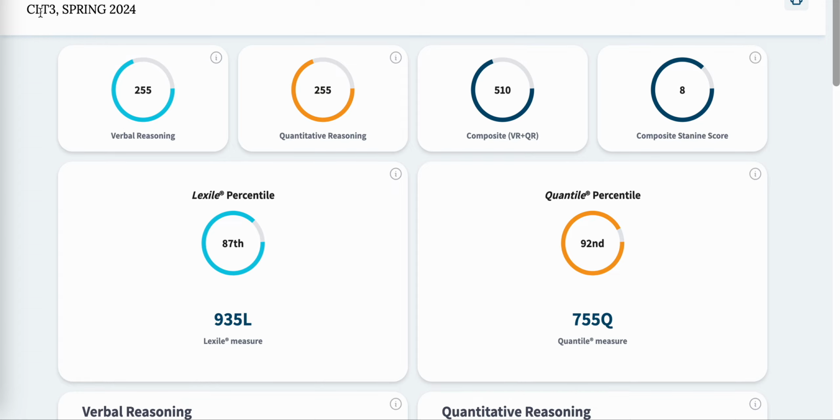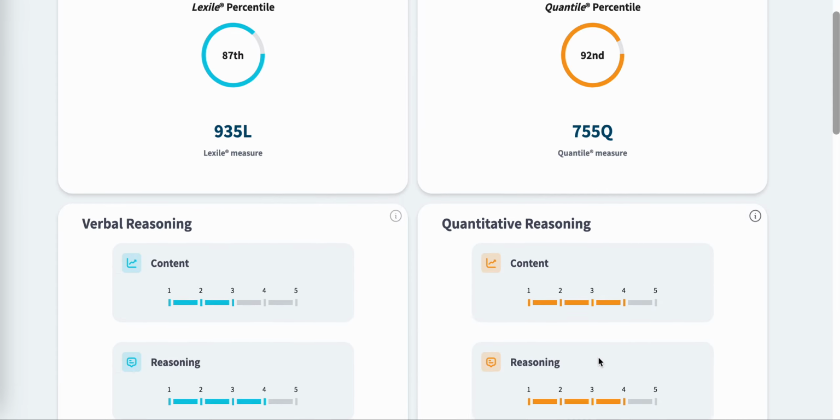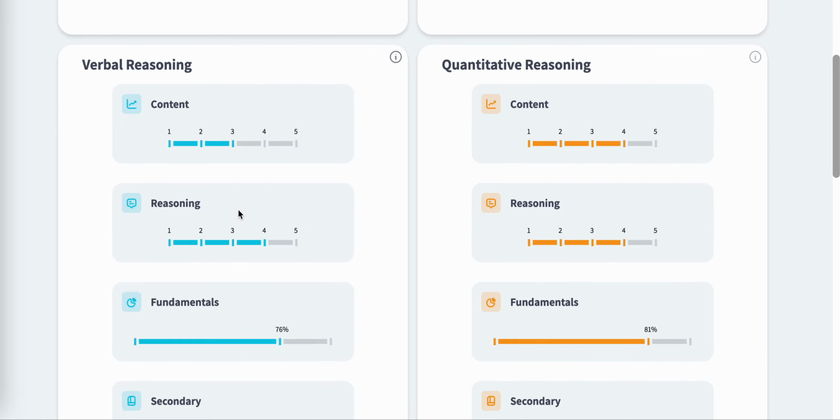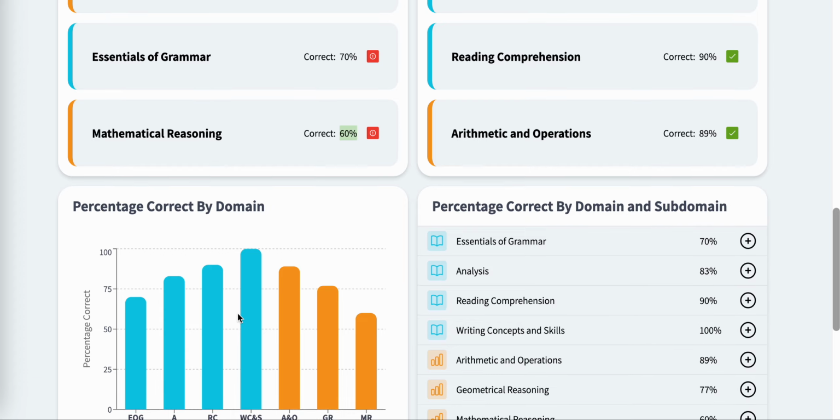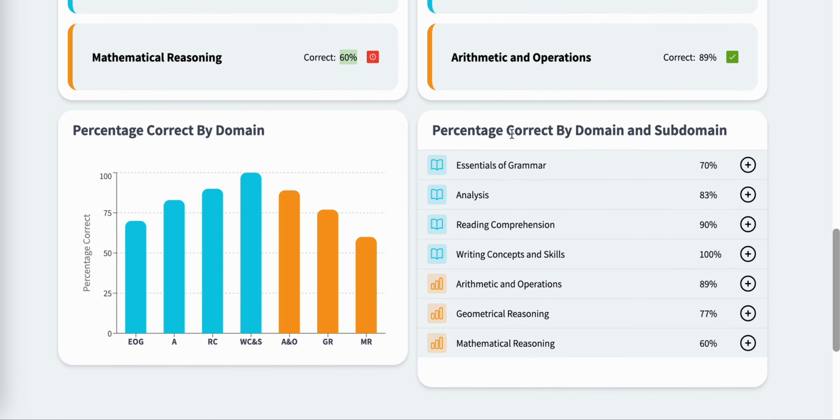Spring 2024, in third grade, we reviewed the verbal reasoning, quantitative reasoning, substandards, as well as the Lexile and Quantile. We discussed content, reasoning, fundamentals, and secondary. And again, our favorite portion of this testing report is how we can help our students in the future. And we break those down by subdomains from the actual testing report to see exactly how well our students are doing, but also how we can help them in the future.